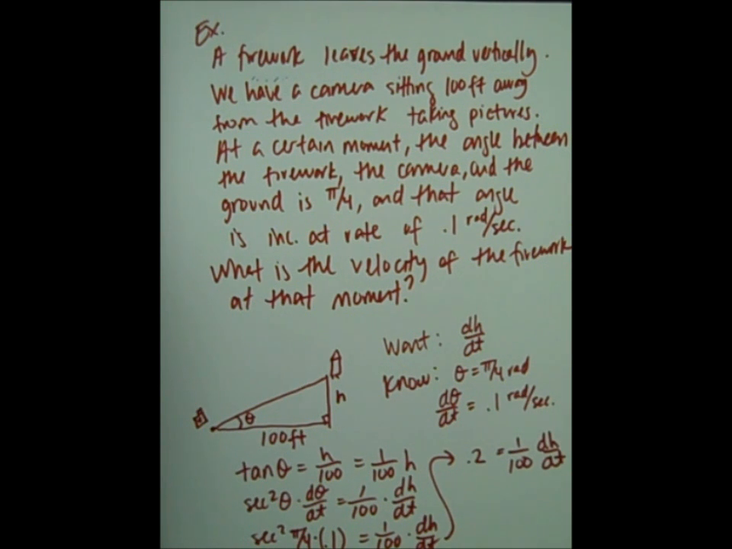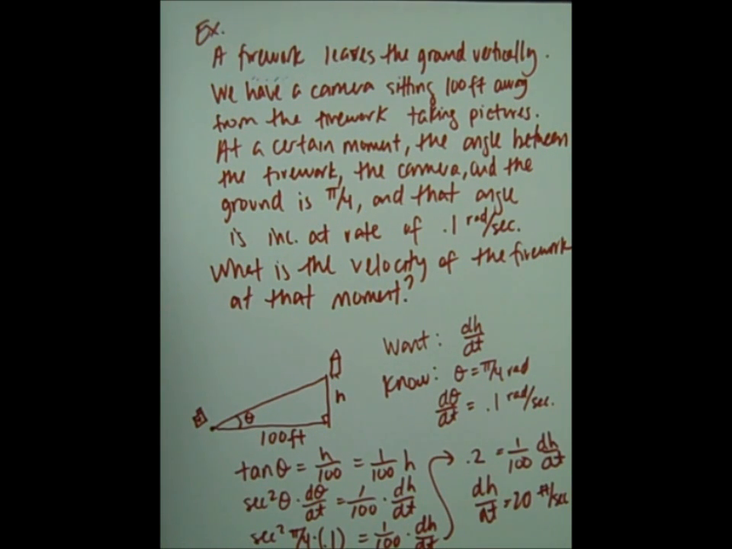So again, 1 over cosine of pi over 4 is 2 over square root of 2. Square that and you'll get 4 over 2, which is 2. 2 times 0.1 is 0.2. Now multiply both sides by 100, so I get dh/dt is 20. And that is 20 feet per second, because height was measured in feet, t was measured in seconds.